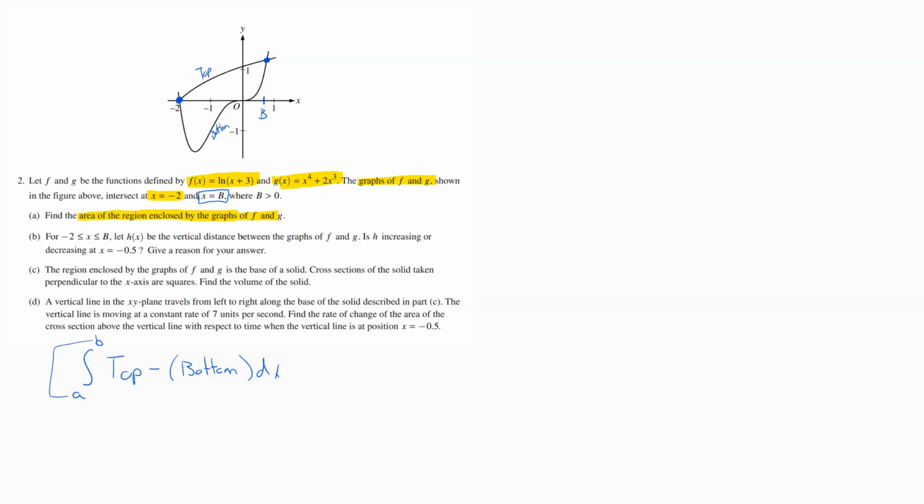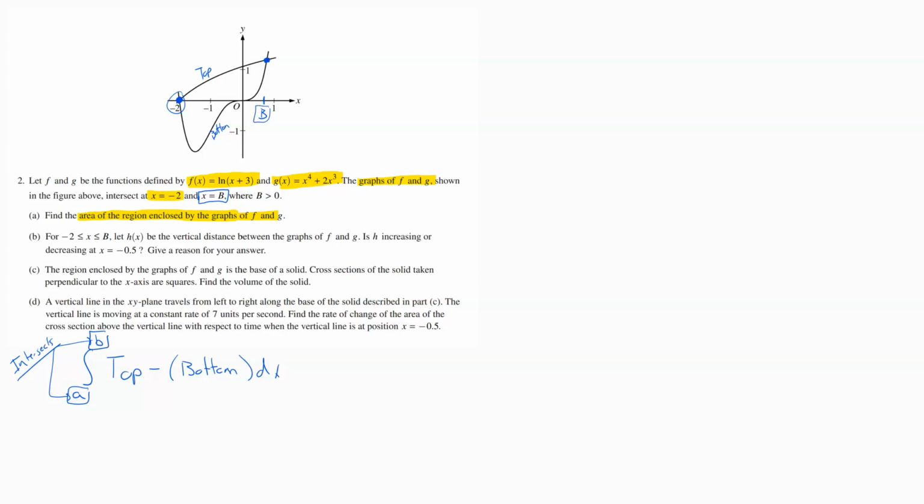And then usually your bounds are going to be your intersects. We know almost all of this information given to us for free. We know our lower bound would be -2. That's where this intersect is happening on this side. We could probably take a good guess at which one's the top one and which one's the bottom one. But the hard part is we're missing this top bound here. We're missing what B is. We don't know what that upper bound is.